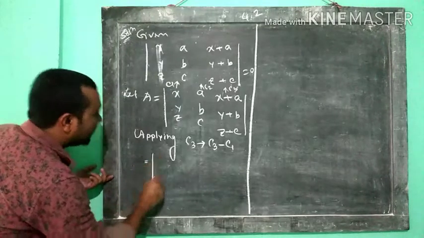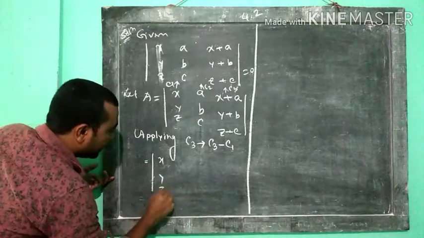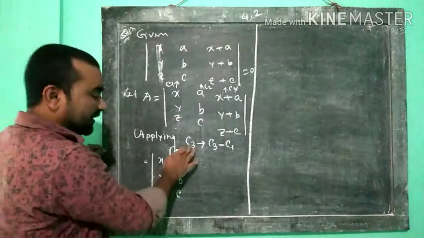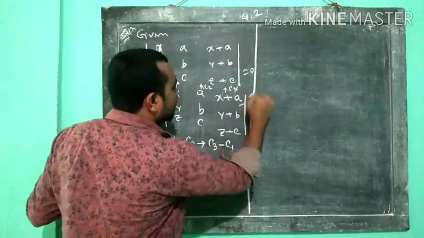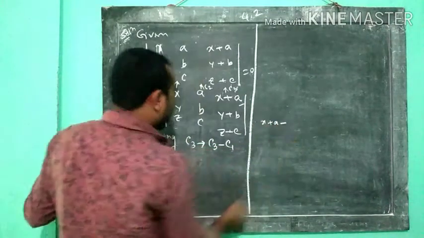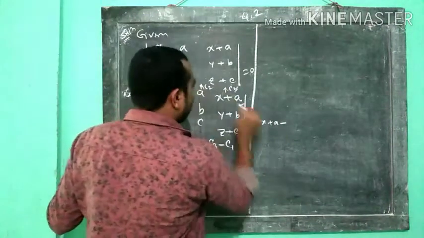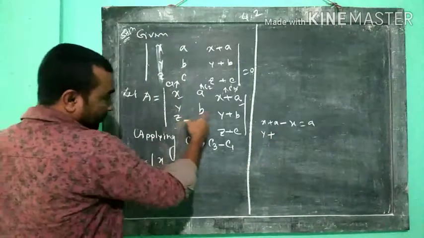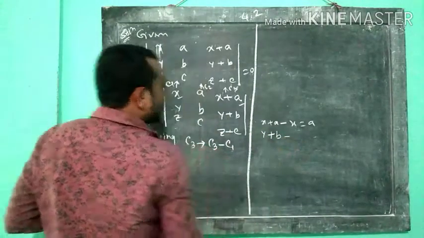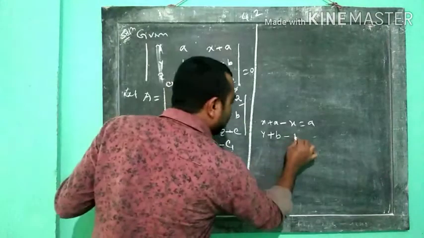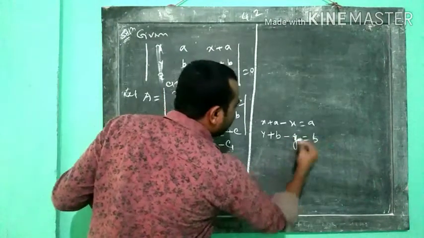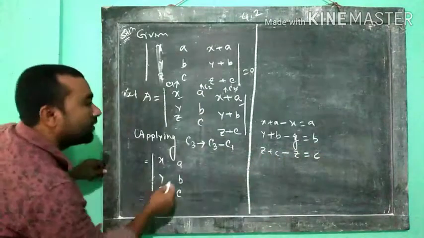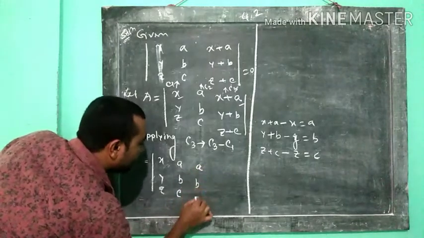If we subtract the first column from the third column, what do we get? The first column is the same, x, y, z, and the second column is the same, a, b, c. The third column: C3 becomes C3 minus C1. C3 is x plus a minus x, which is a. Similarly, in the second row, y plus b minus y is b, and z plus c minus z is c. So we have a, b, c.